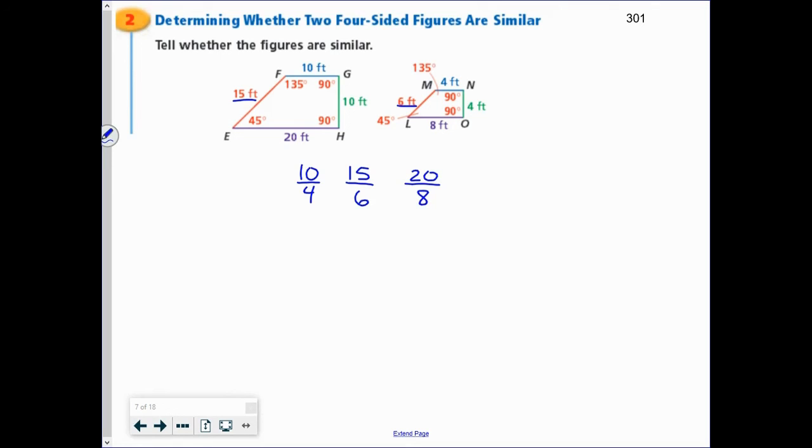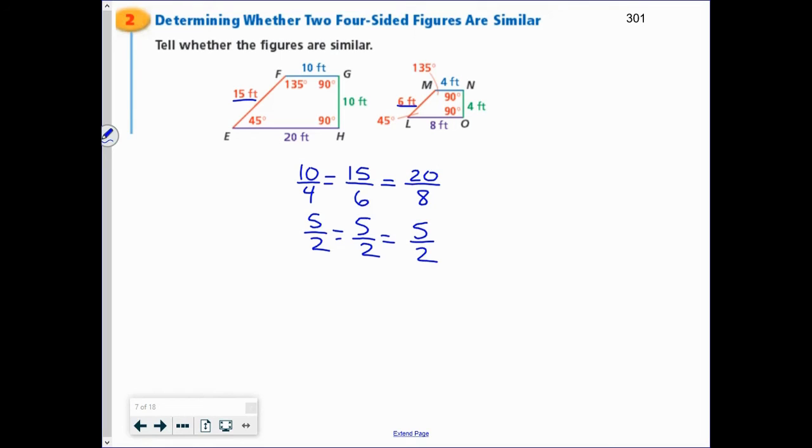10 over 4 reduces to 5 over 2. 3 will go into 15 5 times. 3 will go into 6 2 times. 4 goes into 20 5 times. And 4 goes into 8 2 times. So they do all reduce to 5 to 2, meaning that the corresponding sides are proportional. That means these two are similar.